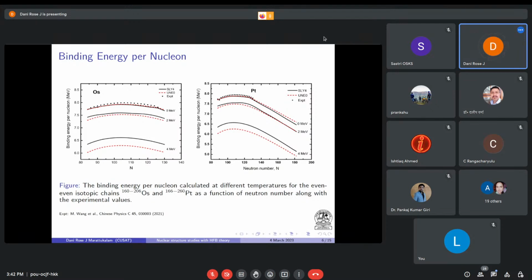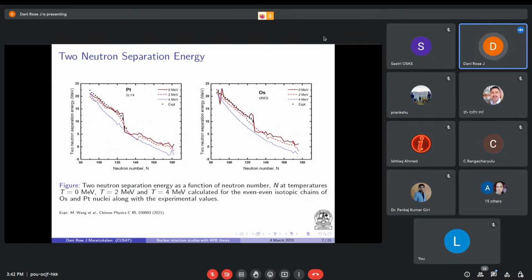Also, the two neutron separation energy, which is the energy required to remove two neutrons from the nuclei, was also calculated for these isotopic chains. These again agree well with the experimental values. Also, at the magic nuclei of N equal to 126, we see an extra stability, which is shown as a dip in the graph. And the interesting result is that as we increase the temperature, this extra stability of the magic nuclei vanishes.